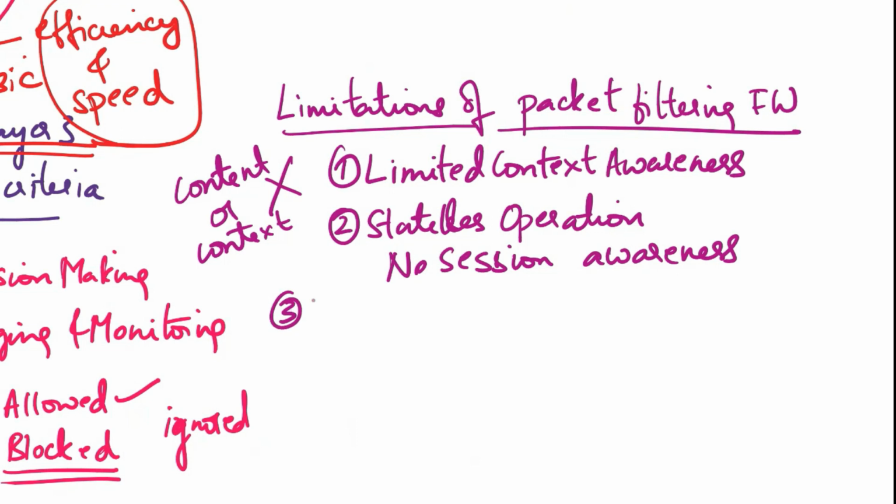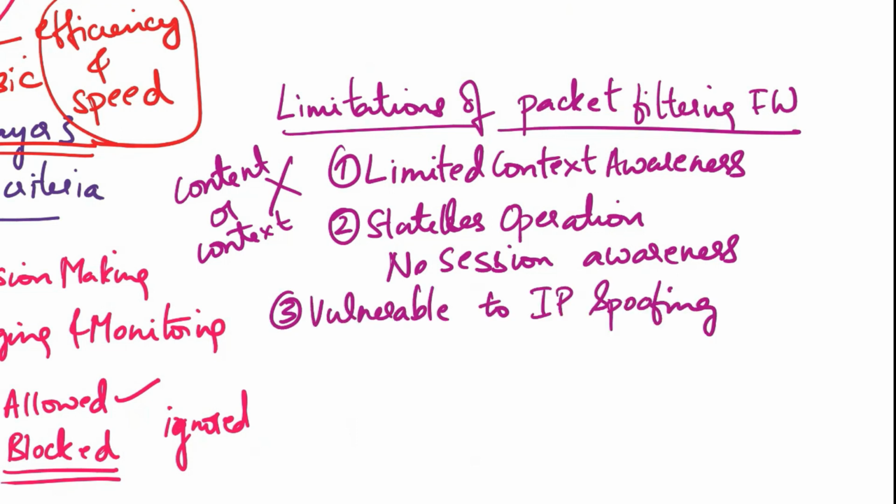The next disadvantage is vulnerability to IP spoofing. Packet filtering firewalls can be vulnerable to IP spoofing attacks because they rely on the source IP address in the packet header to make decisions. Attackers can forge the source IP address to bypass the firewall.